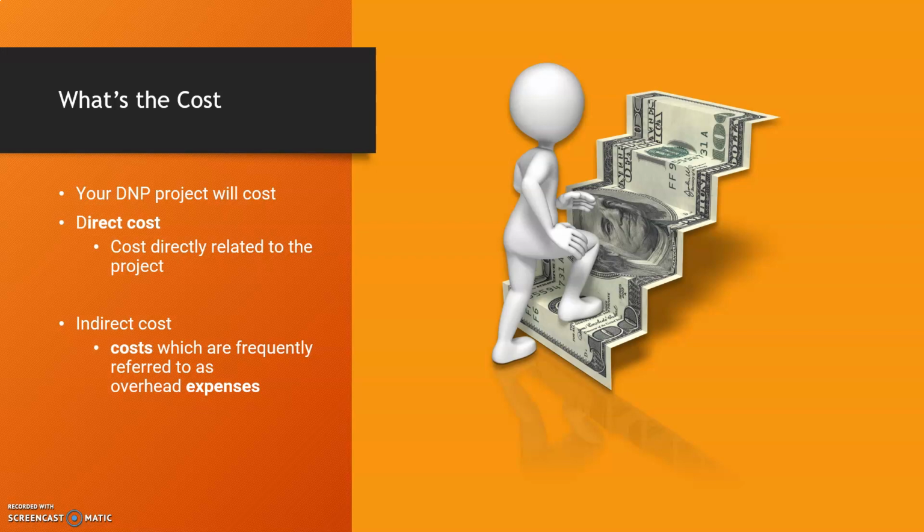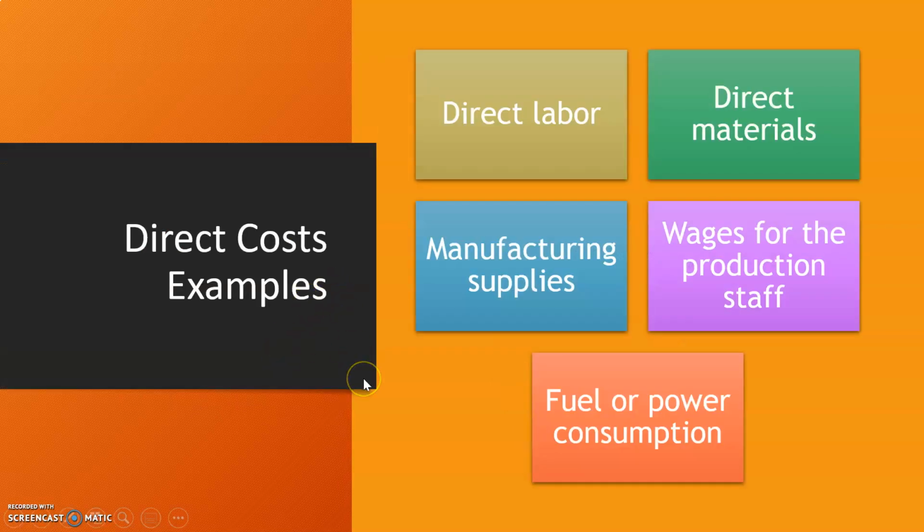Your direct costs will be those costs directly related to the project. Your indirect costs are those costs frequently referred to as overhead expenses. Now, will all of these apply to the examples that I'm going to look at? Will all of them apply to your project? No, but your project cannot have zero for its budget. So let's look at some direct costs.